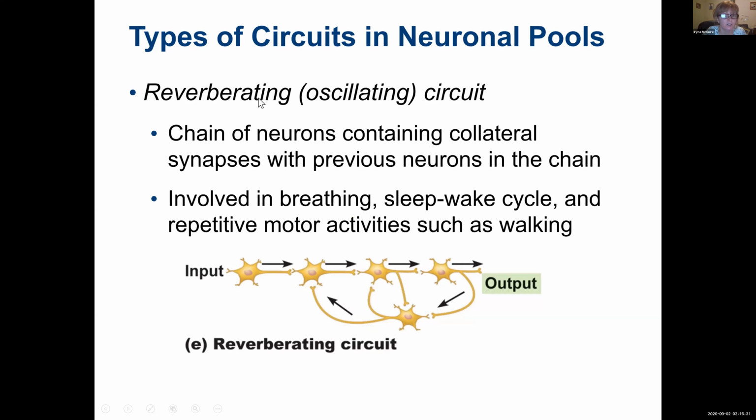Now, the reverberating circuit. We have a chain of neurons, and some of them have collateral synapses. We have one input, one output, but the electrical signal keeps making this circuit. It can just go around the circuit and then output. This circuit is involved in the transmission of information such as when you're walking or in any repetitive activities, breathing, the sleep-wake cycle. It goes through the circuit, so it's good for repetitive motion.